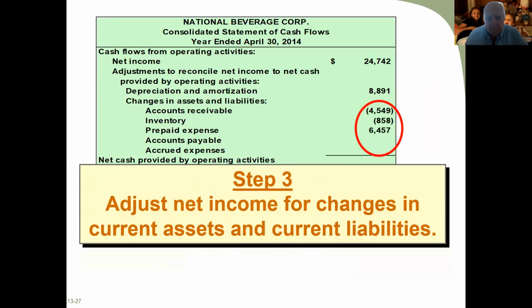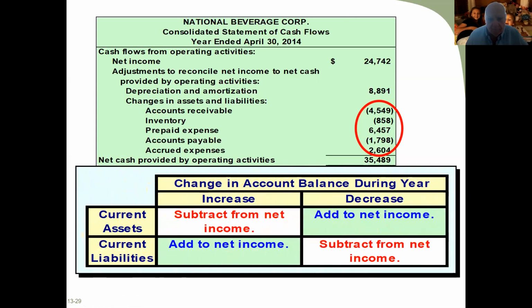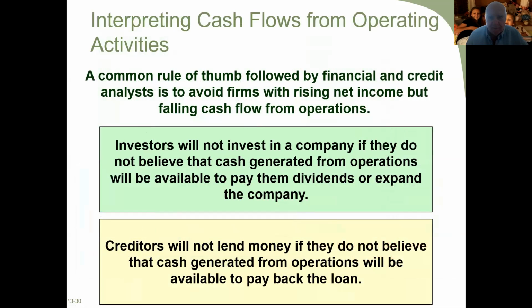And here we go. There is our number for operating activities. And like I said, this is the hardest section. You master this, you should be in pretty good shape. I'm going to skip that.